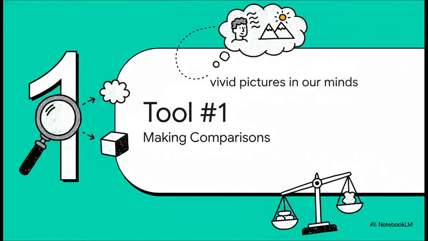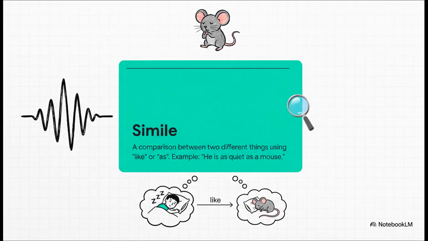Our first set of tools in the kit is all about making comparisons. This is one of the biggest ways writers create those really vivid, unforgettable pictures in our heads. First up, the simile. Now, this one's pretty straightforward. It's a comparison that uses the two magic words, like or as. When someone says, he is as quiet as a mouse, you instantly get it. You know exactly how quiet he is.